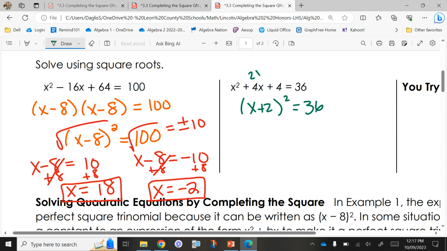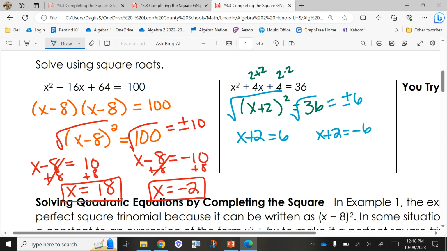Because 2 plus 2 is 4. 2 times 2 is 4. So it's x plus 2 and x plus 2. We're going to write it as x plus 2 squared. From here, we're going to square root both sides. What is the square root of x plus 2 squared? Just x plus 2. And what is the square root of 36? Positive and negative 6. So x plus 2 equals 6, and x plus 2 equals negative 6.